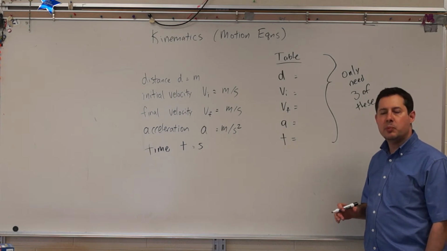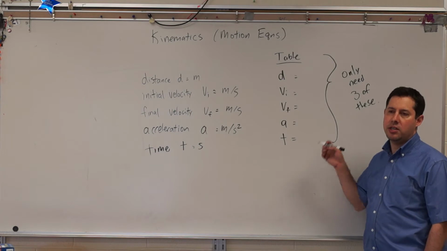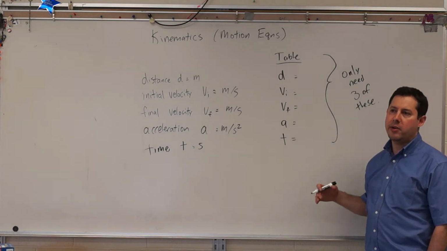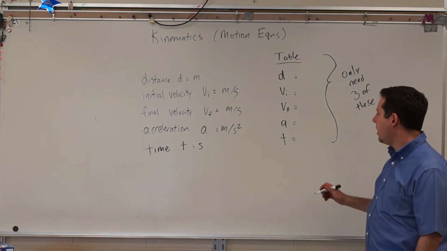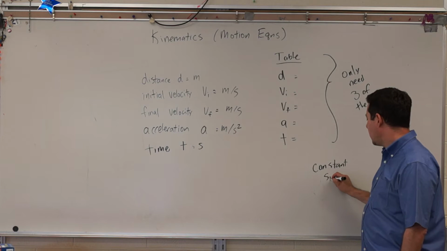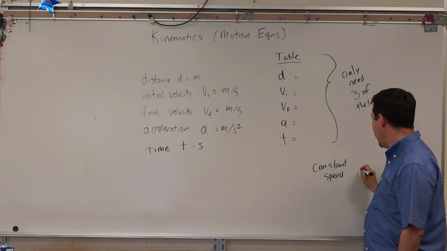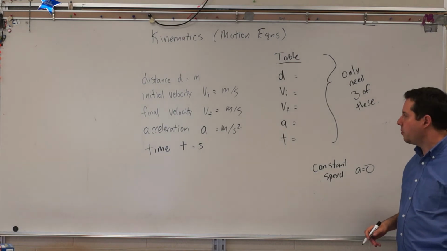They don't always specifically give you 3, and one of the challenges in reading a question is decoding it and figuring out what they're actually telling you. So there are keywords. For example, if you see constant speed, that tells you that your acceleration is 0. Just an example of one of them.